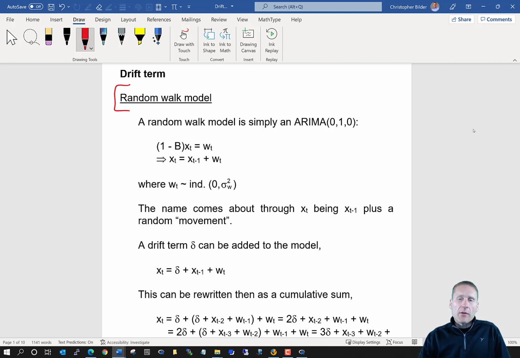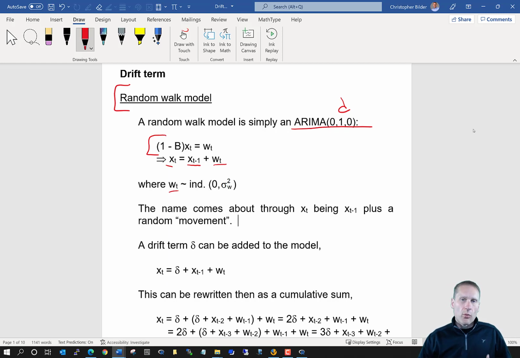And what a random walk model simply is, is an ARIMA(0,1,0) model. So of course that means that the d for differencing is equal to 1, but we have no AR or MA parameters in our model. And so this is what the model would look like, simply (1 - B) X_t = W_t. Or we could rewrite it as X_t = X_(t-1) + W_t, where W_t is distributed independent, mean zero, variance sigma squared W.